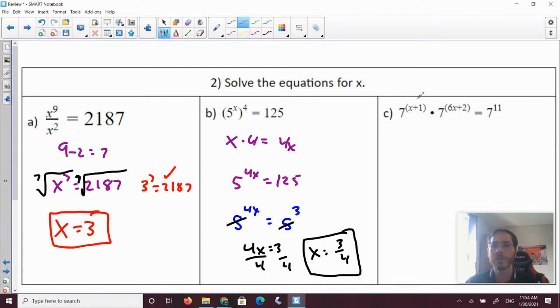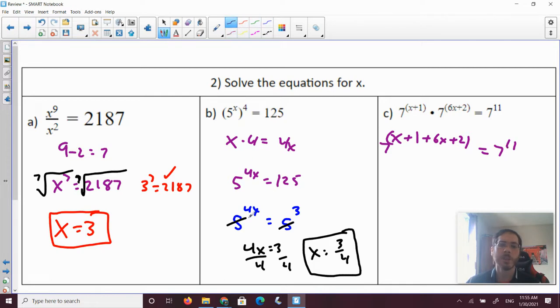Last one over here, part C. So when we're dividing, we end up subtracting. When we multiply, we're actually going to end up adding the exponents together. So we're going to get x plus 1, 7 to the x plus 1. It's not a good one. Plus 6x plus 2 is equal to 7 to the 11th power.